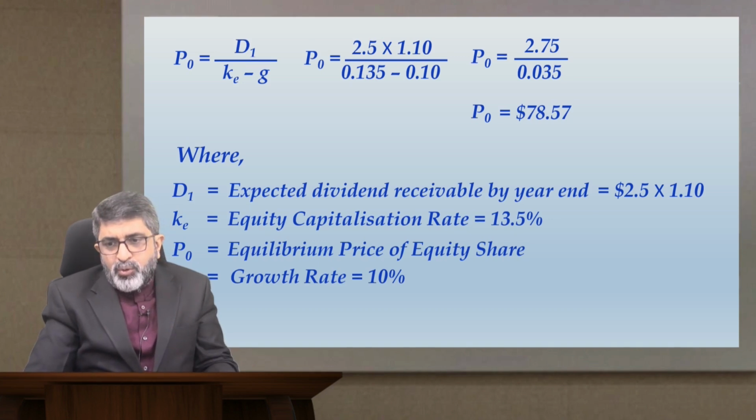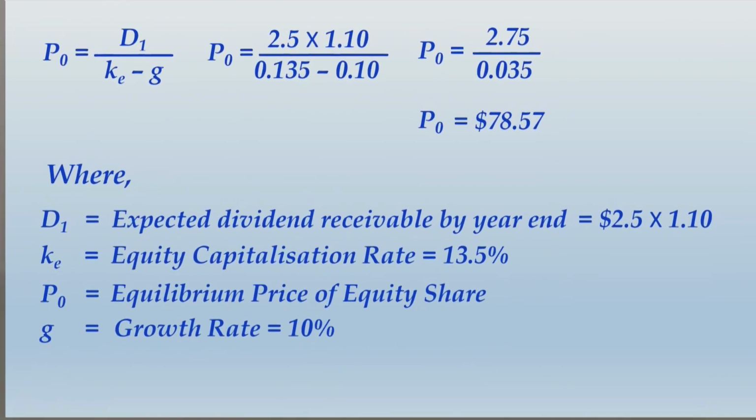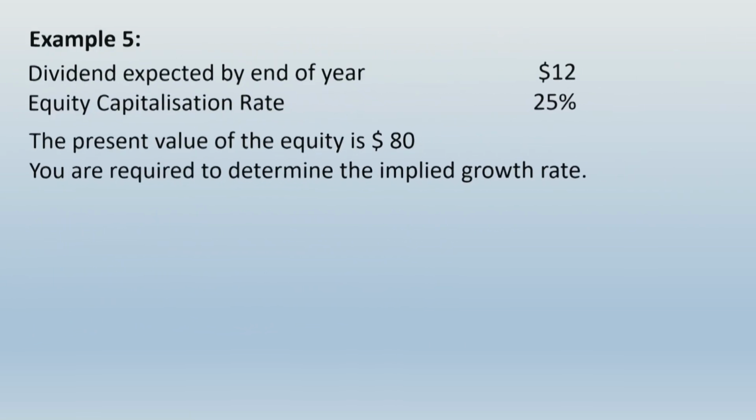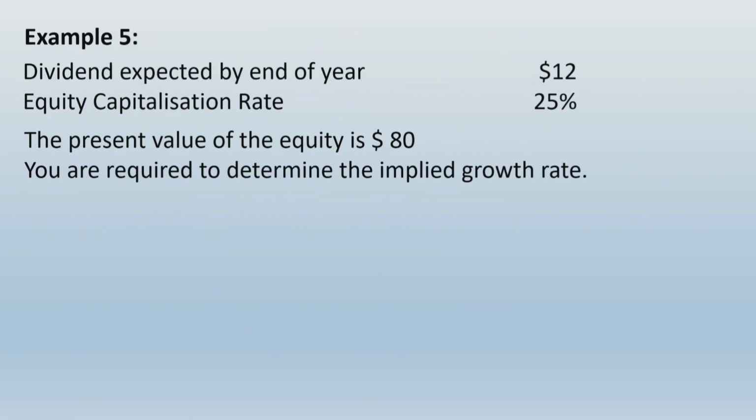So I'll just give you time to note down this solution and then I take you ahead. Alright friends, once you have completed writing this whole thing, let us move on to the next example, that is example number 5. It says the dividend expected by end of the year is $12. Equity capitalization rate is given as 25%. The present value of the equity is given as $80. You are required to determine the implied growth rate.